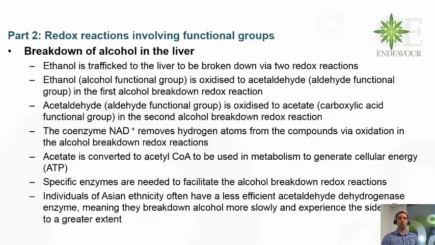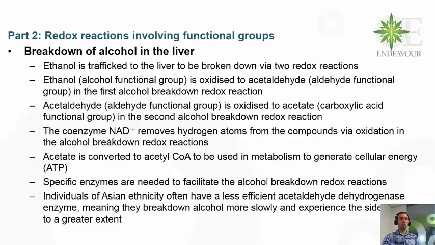Then we had quite an in-depth look at the way that the alcohol was being broken down in the liver. As we saw, this relied on 2 redox reactions. So the first of these was where ethanol was being oxidized to acetaldehyde, and this corresponded to a functional group change from an alcohol to an aldehyde functional group. The second redox reaction was conversion of acetaldehyde to acetate, again an oxidation, where the aldehyde functional group was being oxidized to the carboxylic acid functional group.